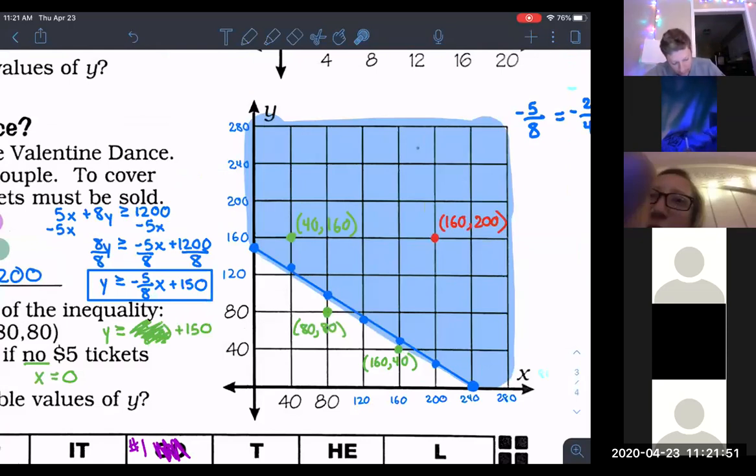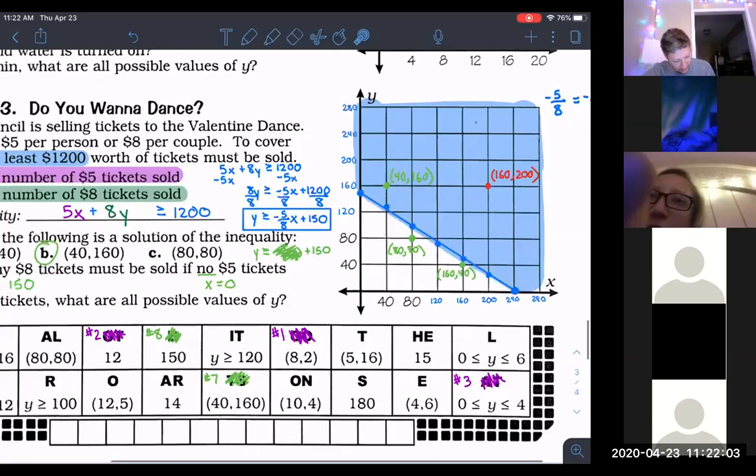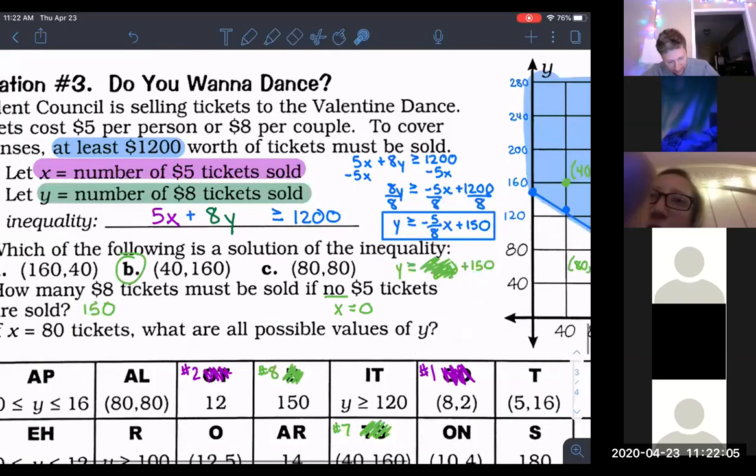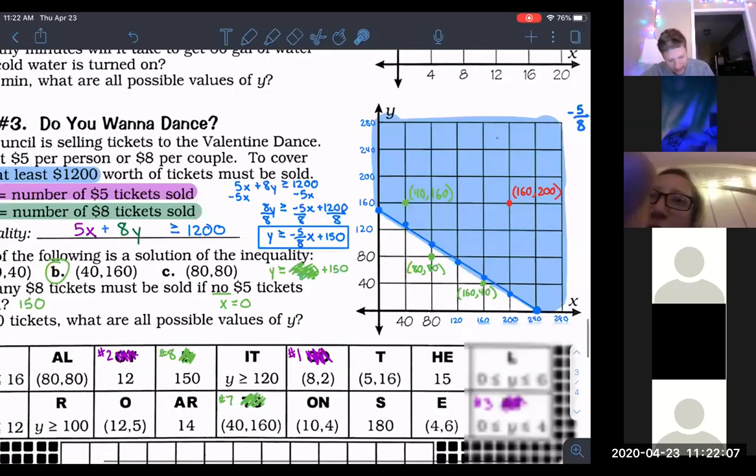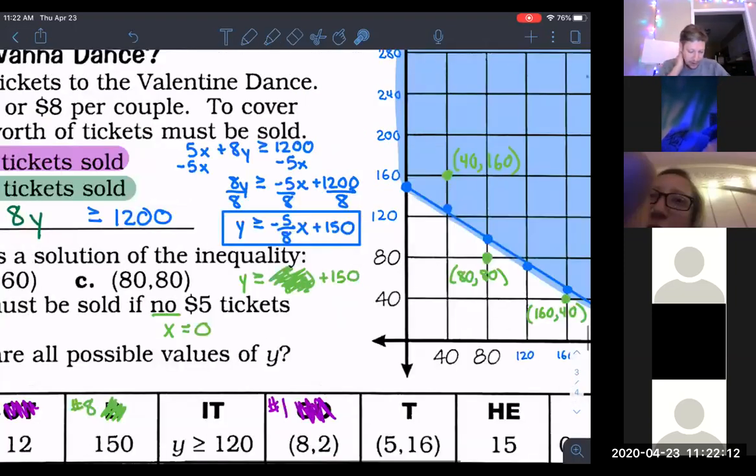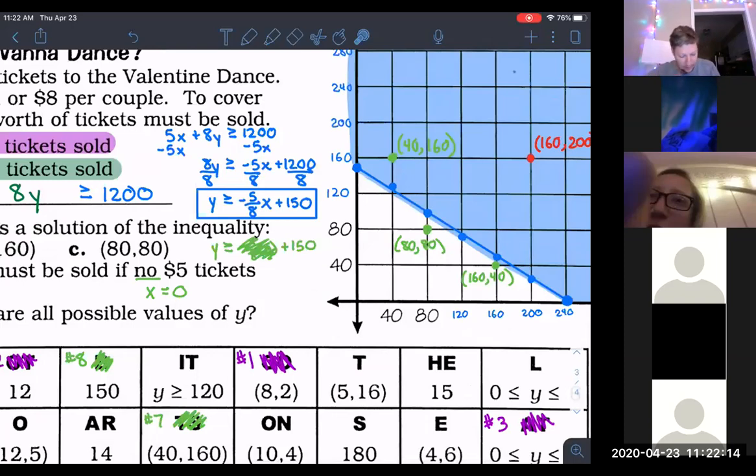Because remember, we started at 150 and we went down 25 and over 40. Down 25 over 40. So going down 25 twice from 150, that would be down to 100. And of course, there is a way you can figure that out by plugging in 80 for X. If you plug in 80 for X and you work that out, we'll get Y is greater than or equal to 100.